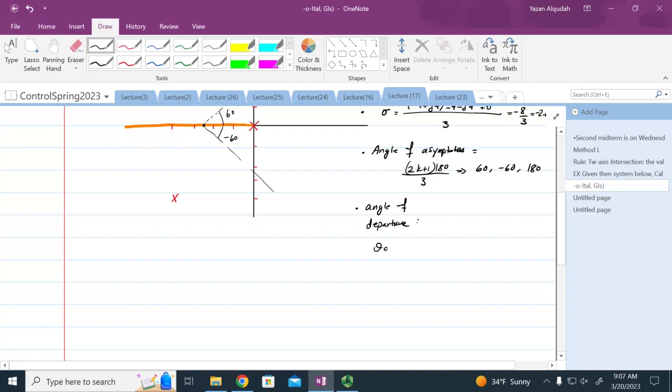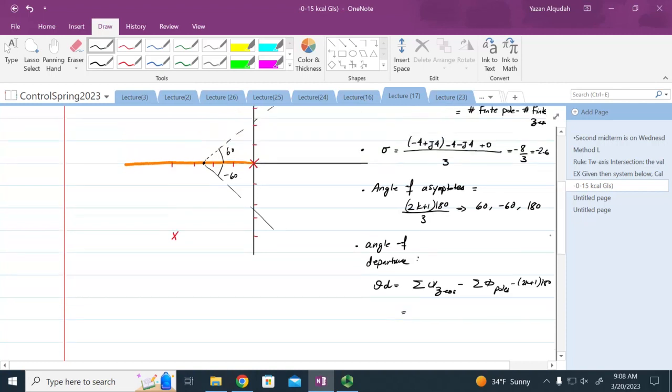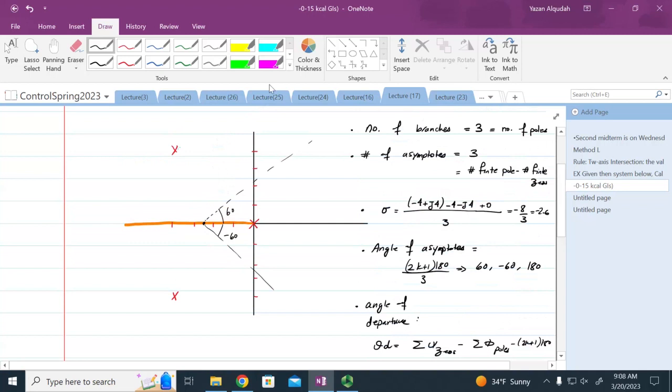And the theta departure is going to equal the summation of the angles from the zeros minus the summation of angles from the poles minus (2k plus 1) multiplied by 180. And if I look at the angles that I have, what is this angle going to equal to? 135, because that's 45, 135.